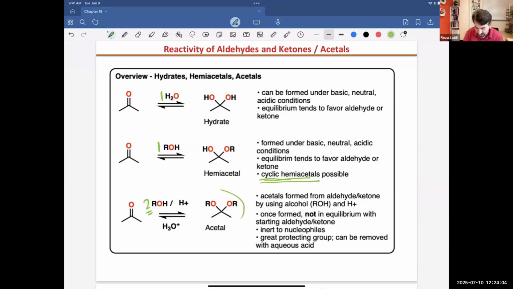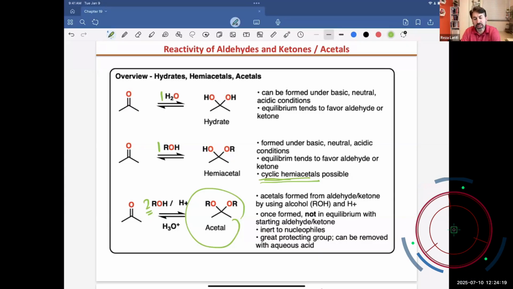And because it's stable enough, we can use it to protect a carbonyl group in order to run another reaction on one side of the molecule. And that one, we actually call a protecting group. And that's going to be the subject of another lecture. For now, thank you very much.